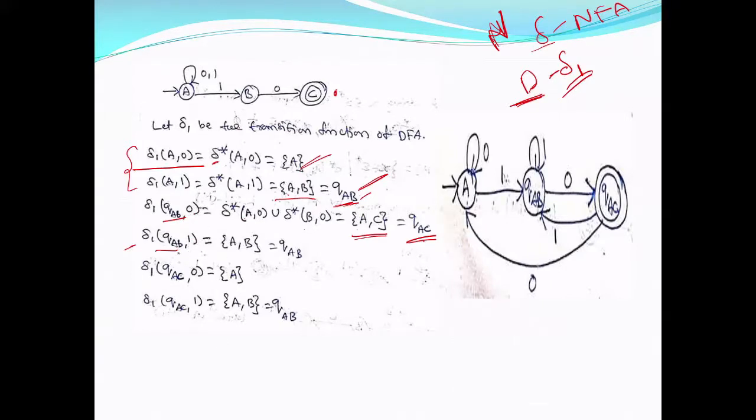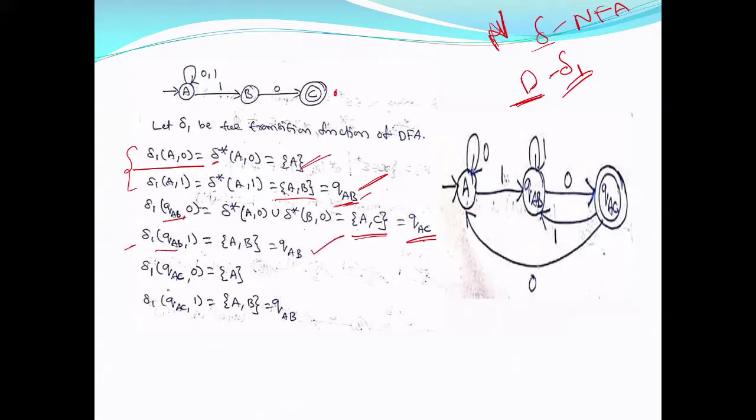So I am writing directly A on 1. A on 1 is AB. B on 1, QAB is nothing but A and B in your NFA. So in NFA, A on 1 is AB and B on 1 is nothing. So their union is AB. So I am getting AB.